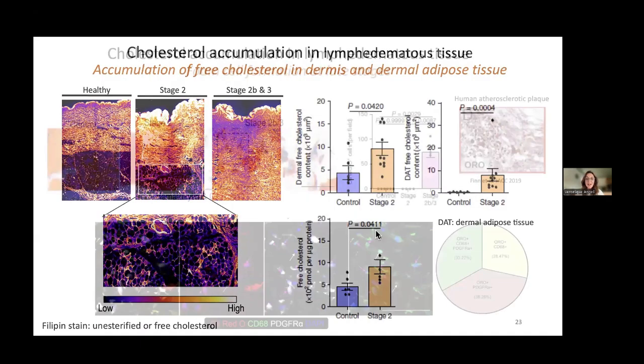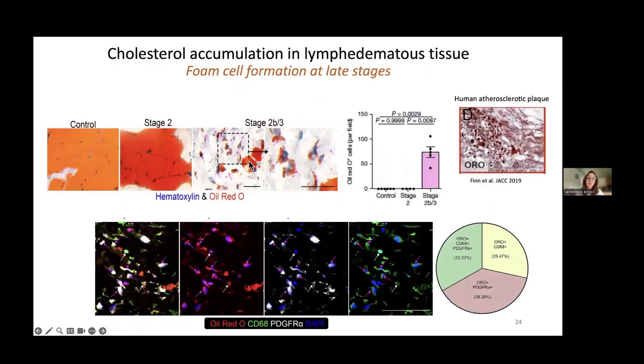And since I showed you earlier that lymphatics are really important to drain cholesterol, I forgot to mention that at a later stage, it was really interesting to find that this cholesterol accumulates in the form of foam cells. And as you know, foam cell usually is really characteristic of atherosclerotic plaque. But here in lymphedema tissue, we could also identify macrophages and fibroblasts that pick up these lipids.